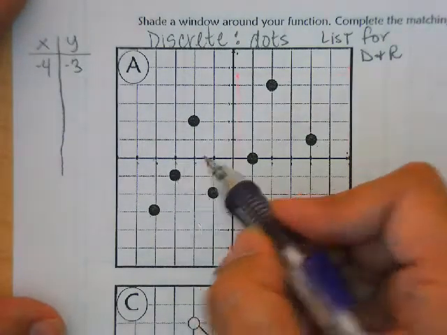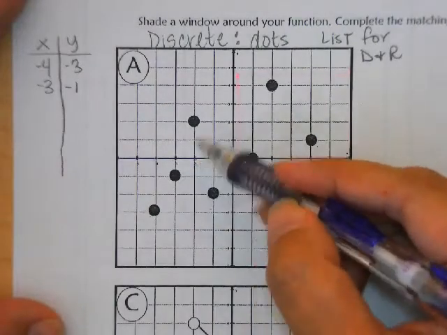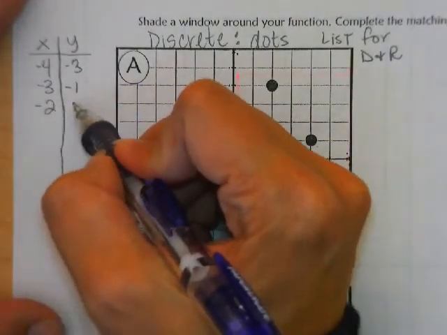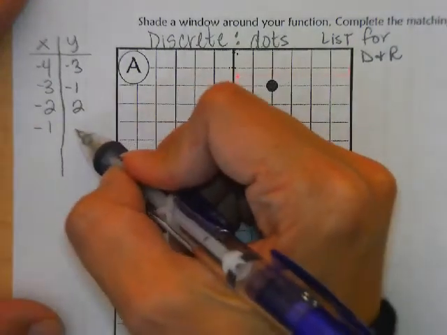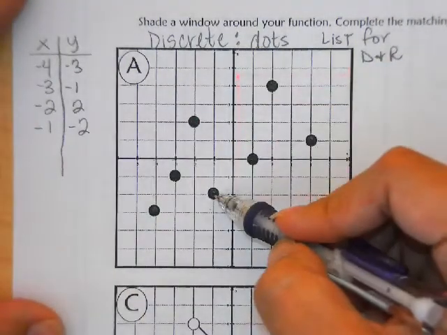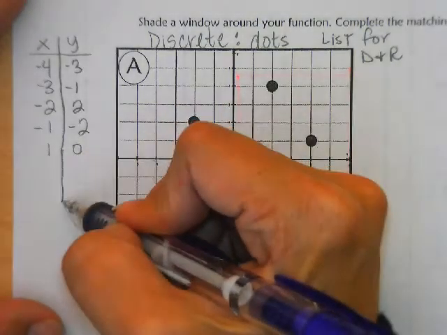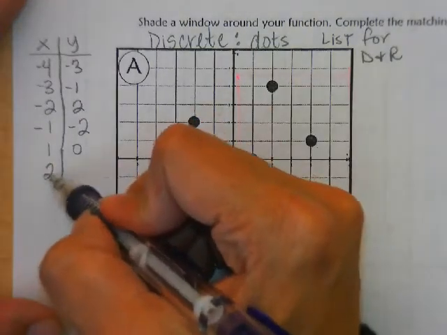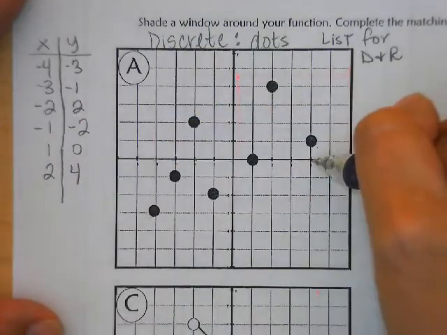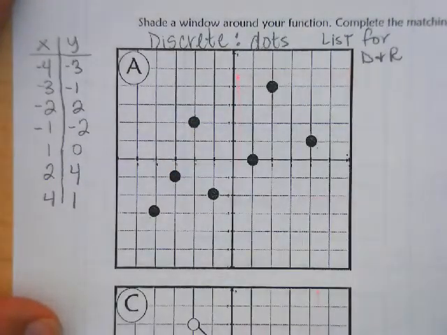Then we're at -3, -1, -2, +2, -1, and -2. Then I'm at 1, 0. And I'm at 2, 4, and finally I'm at 4, 1. Does everyone understand where those points come from?